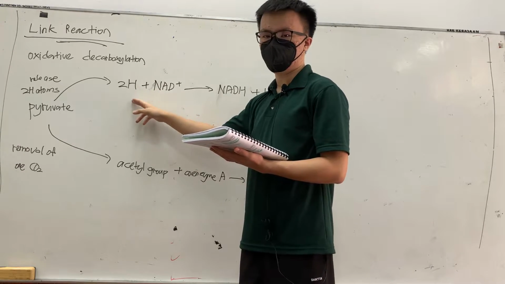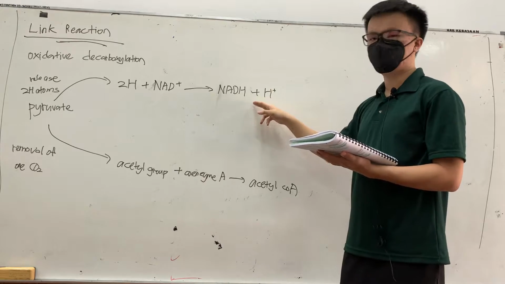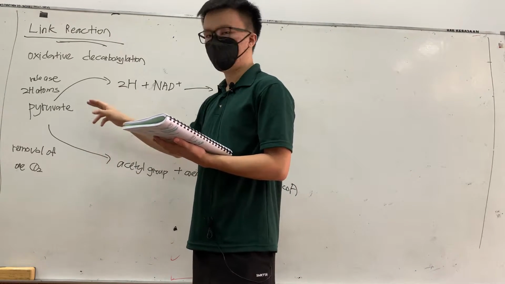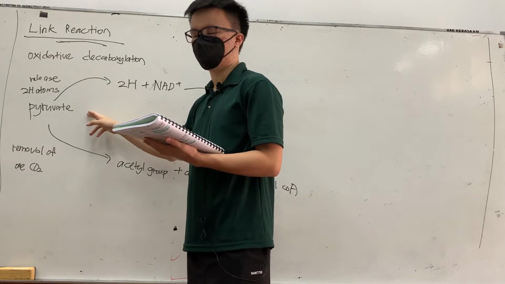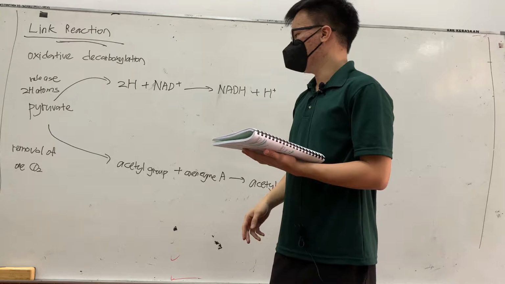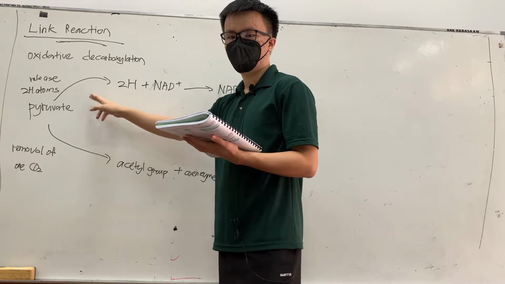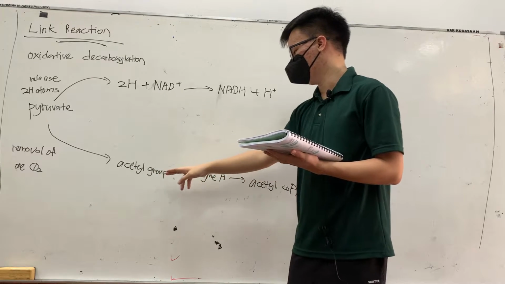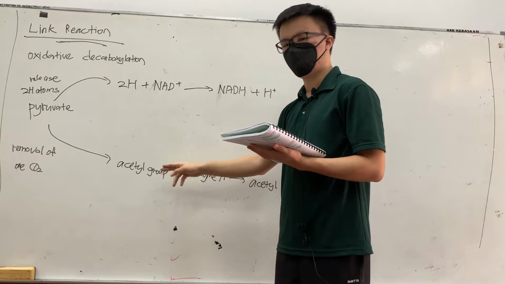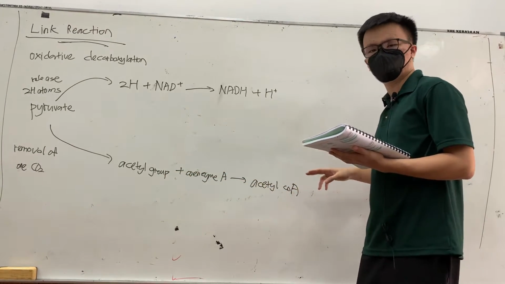The 2 hydrogen atoms will combine with NAD+ to form NADH plus H+. Then the pyruvate will undergo decarboxylation, removal of 1 carbon dioxide molecule. So the pyruvate is a 3 carbon atom molecule. It will change to the acetyl group, which is a 2 carbon atom molecule. The acetyl group will combine with coenzyme A to form acetyl coenzyme A.